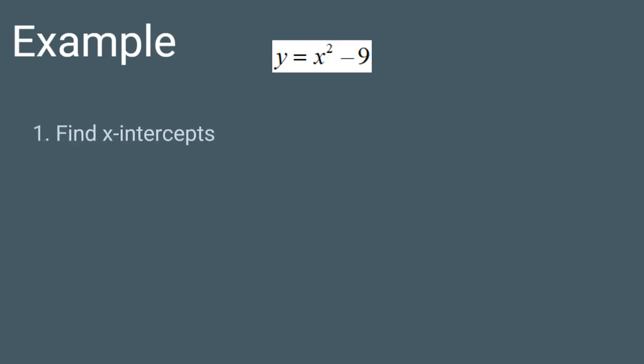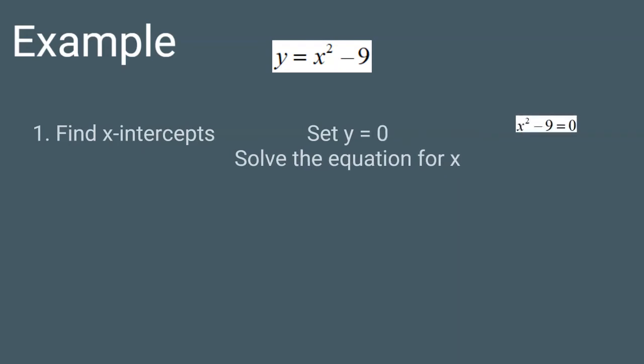Our last example for this set, we're going to find the intercepts from an equation. Our equation is going to be y equals x squared minus 9. Let's find the x-intercepts first. Remember our steps from the previous section. Setting y equal to 0, we get the equation x squared minus 9 equals 0. We can factor that into (x minus 3)(x plus 3) equals 0. And so we get the values x equals 3 and x equals -3.